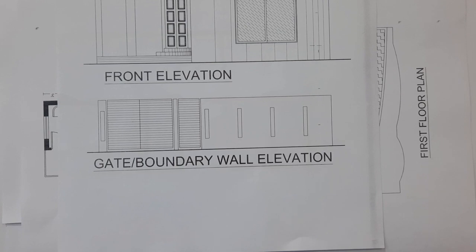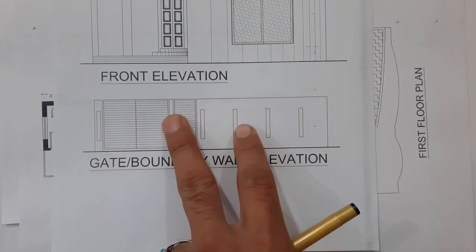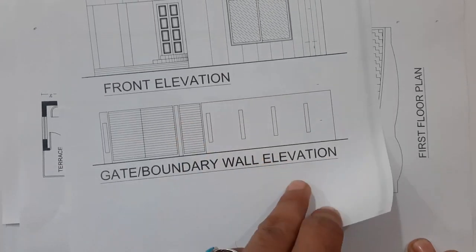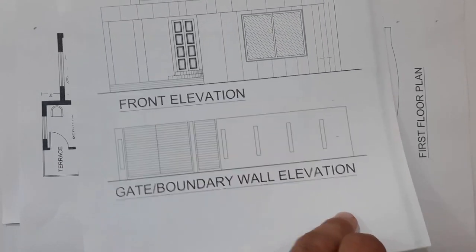I hope, guys, this video can help you learn how to make house planning in 30 by 75 feet: ground floor, first floor, gate, boundary wall elevation and front elevation.